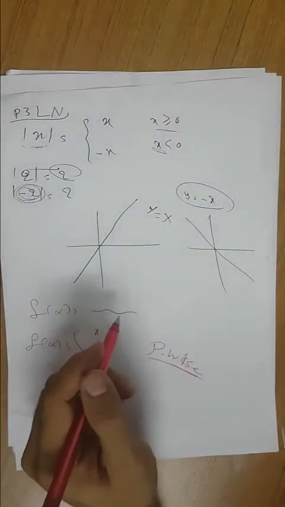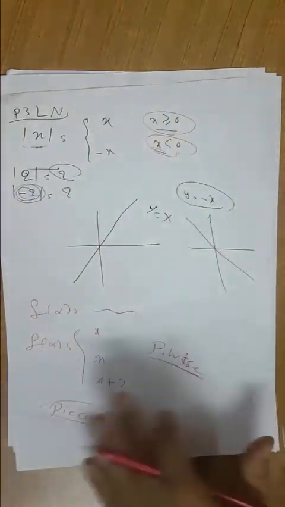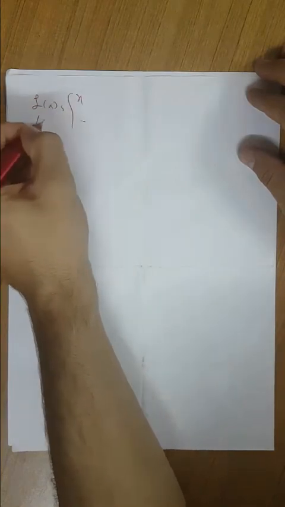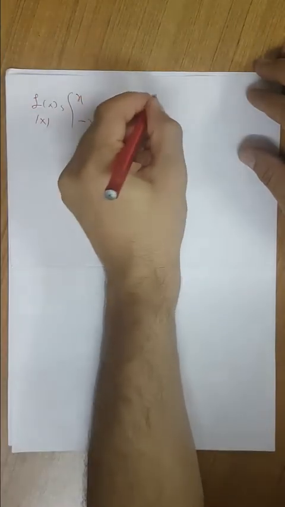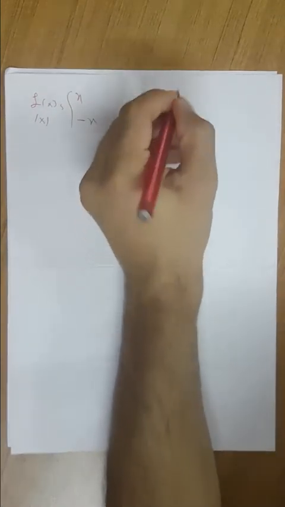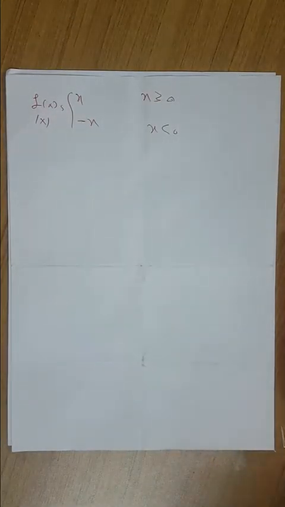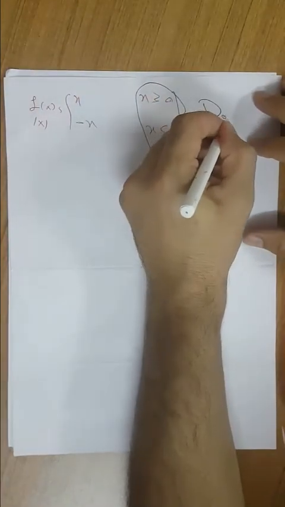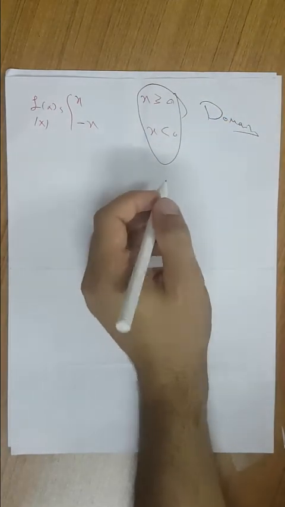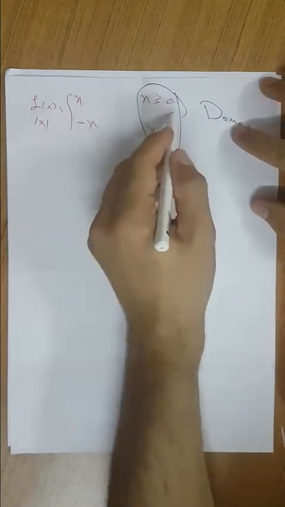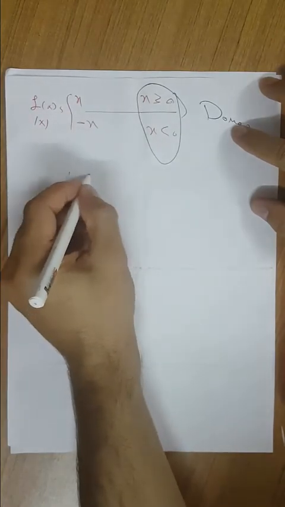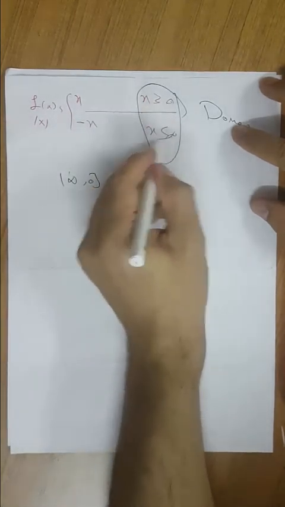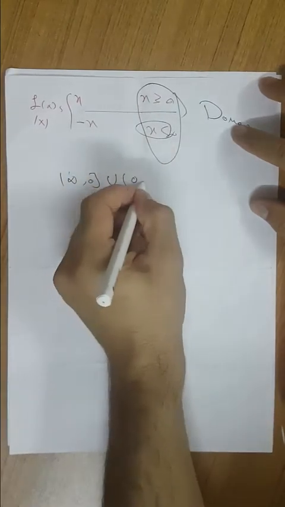In that case, we have a piecewise function. And the easy thing in the piecewise function is what? In the piecewise function, directly, the user or the teacher gave you the domain. Here's the domain. How? Because we say in that case, x greater than or equal to 0. How about that case? Union x less than 0.